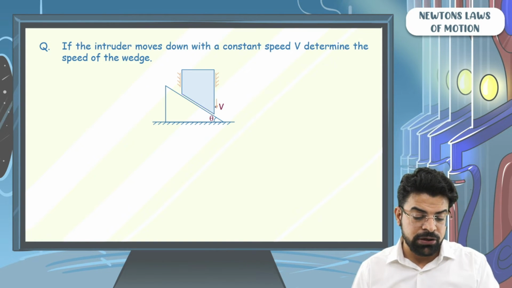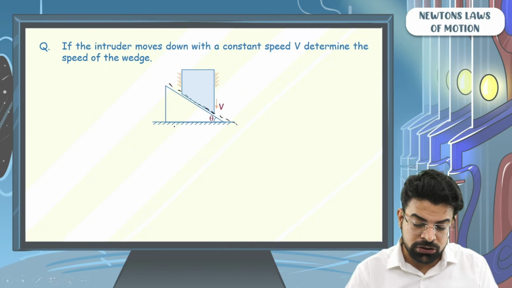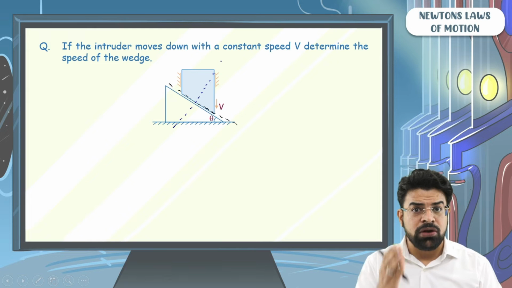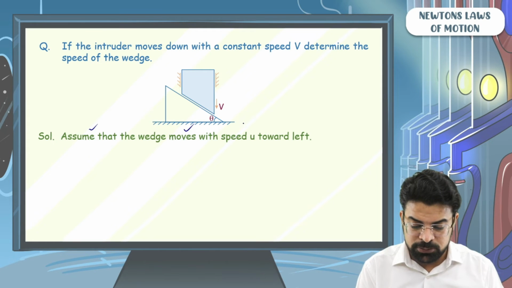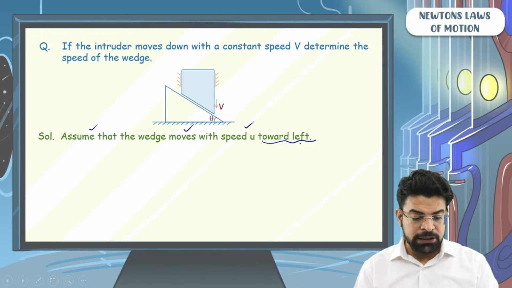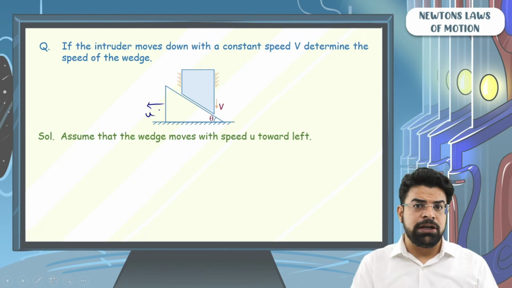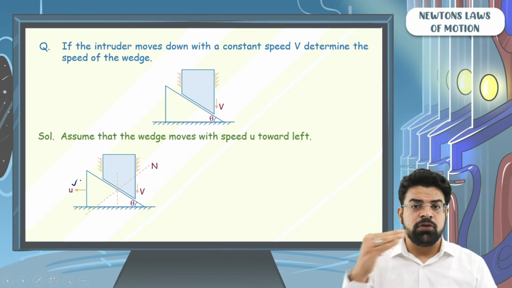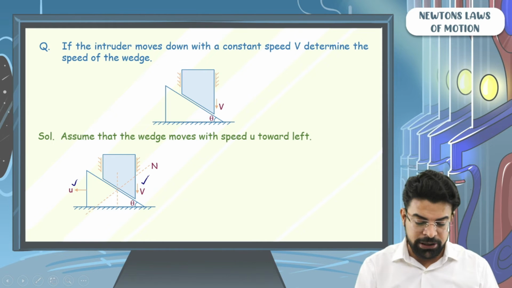For this surface, if we draw the tangent at the point of contact, the normal has to be perpendicular to it. So the normal will be in this direction. Find the velocity of both wedge and the intruder along the normal and equate. It is that easy. So assume that the wedge moves with a speed u towards left. If the wedge is always in contact with the intruder, then both must have the same velocity along the normal. So just find the component of velocity of wedge along the normal, the component of velocity of intruder along the normal, and equate it. How to find it?